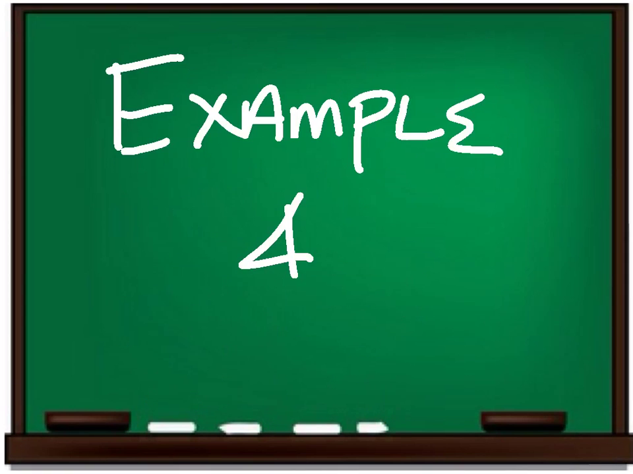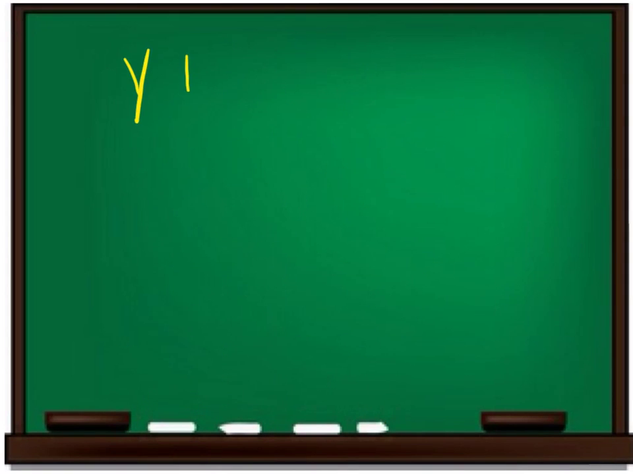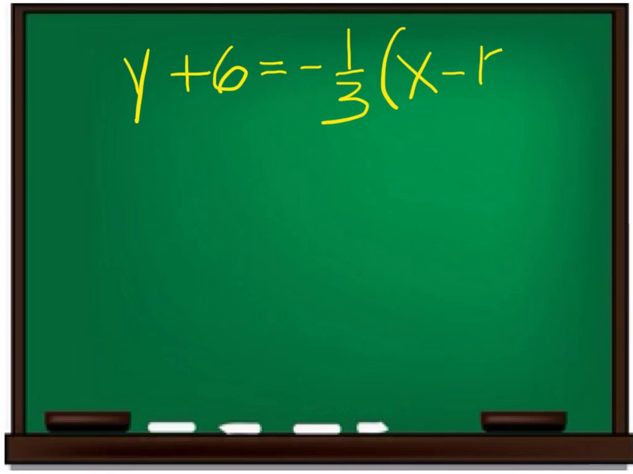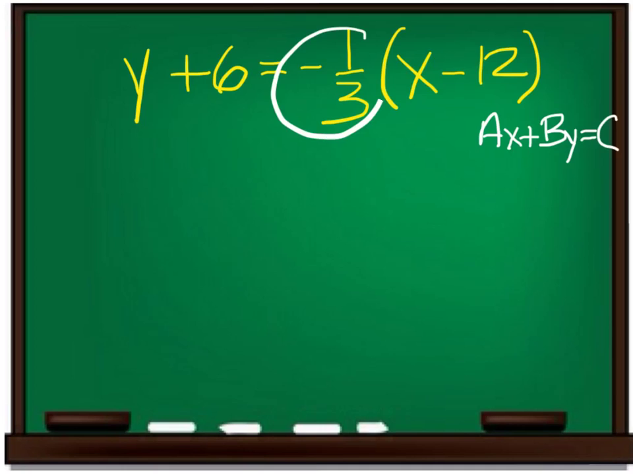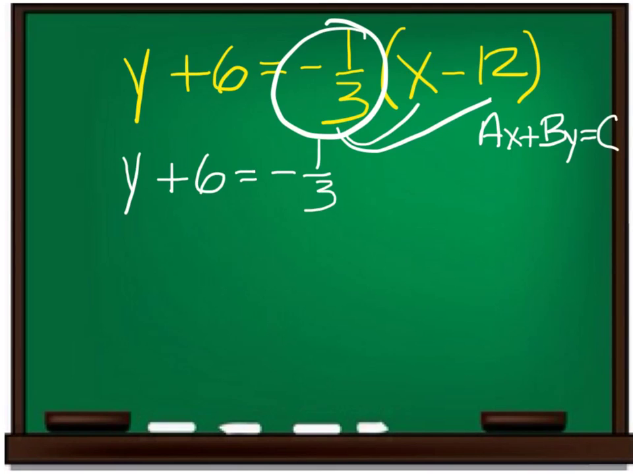Example 4. Y plus 6 equals a negative 1/3 times the quantity x minus 12. Step 1 to change this to ax plus by equals c is to multiply the parentheses by the slope. You should get y plus 6 equals a negative 1/3 x plus 4. It's a double negative, negative third and negative 12. That's going to be a plus 4.